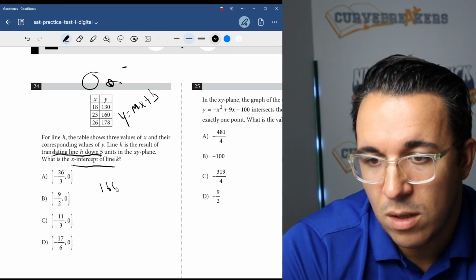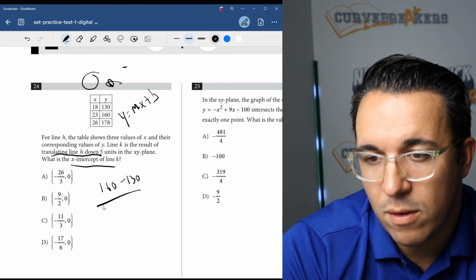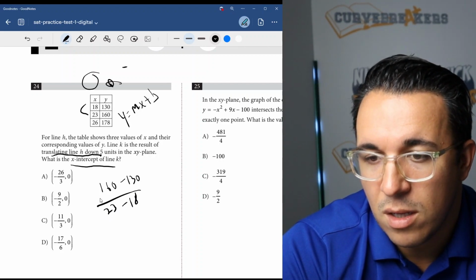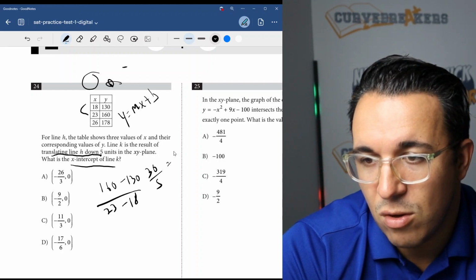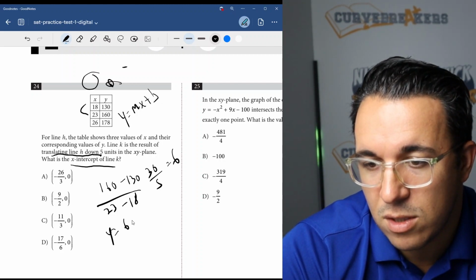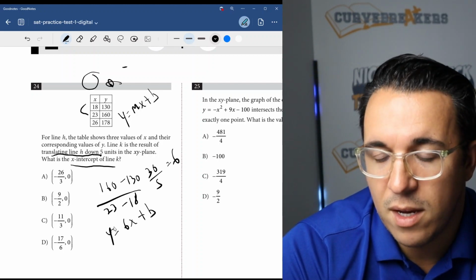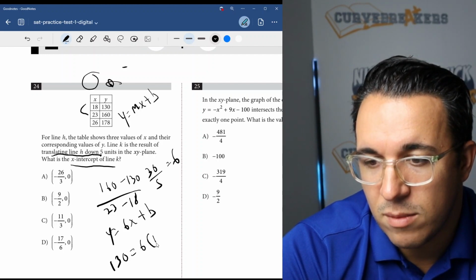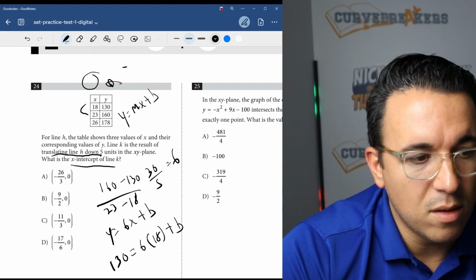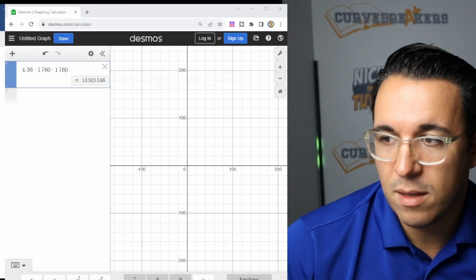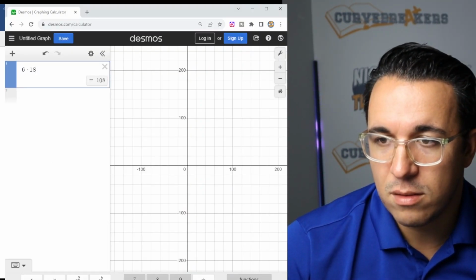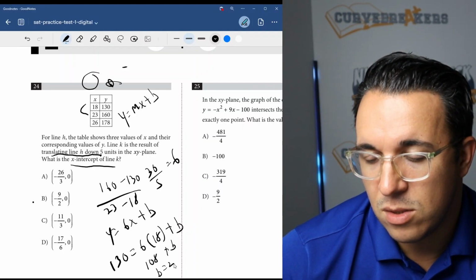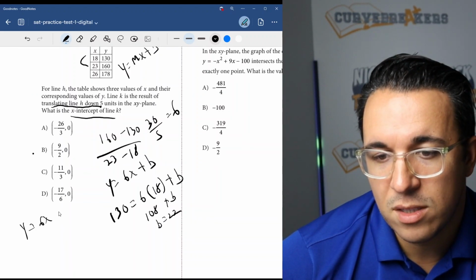So y2 minus y1 over x2 minus x1. I just use these first 2 points here. So I got 30 over 5, so the slope is 6. So we have y equals 6x plus b. Now we have to find the y-intercept, so I'm going to use the first point: 130 equals 6 times 18 plus b. Go over to Desmos real quick so I don't make a mistake. 6 times 18. I always like to check, just to make sure. 108 plus b, so b is 22. So we have y equals 6x plus 22.